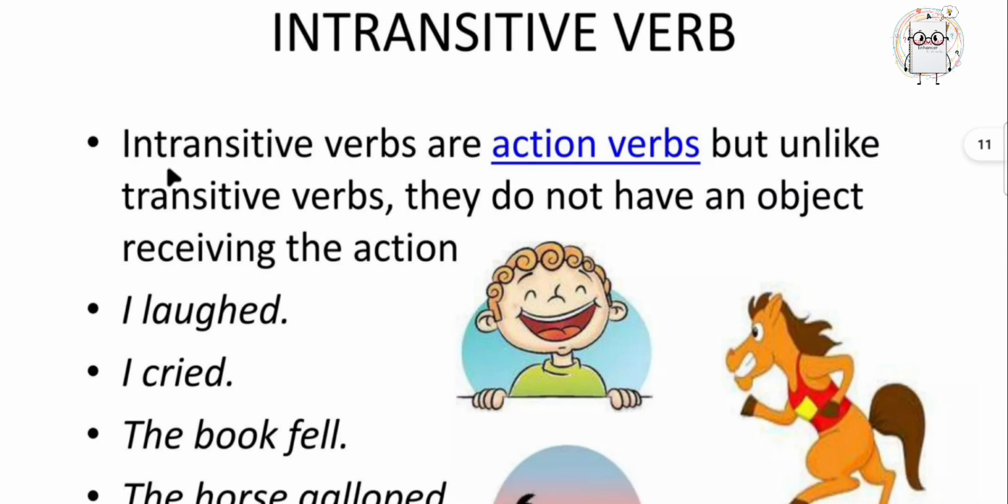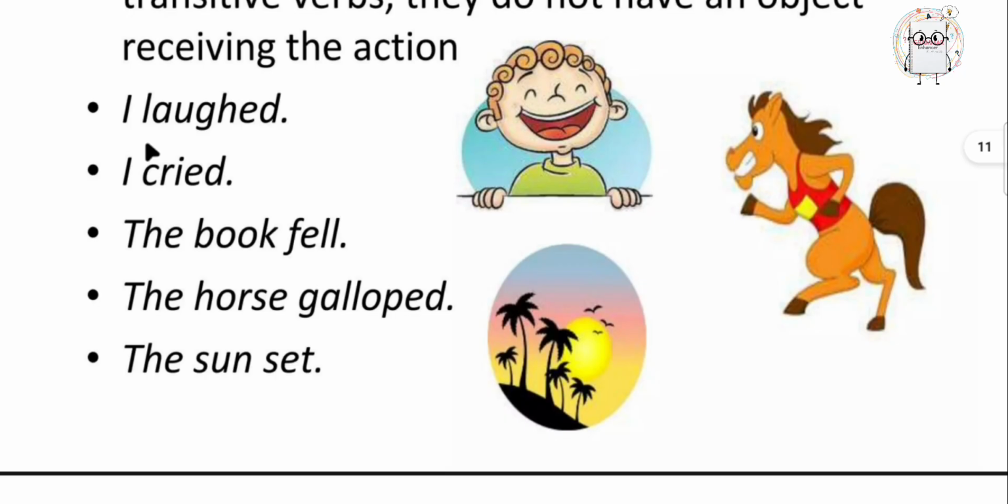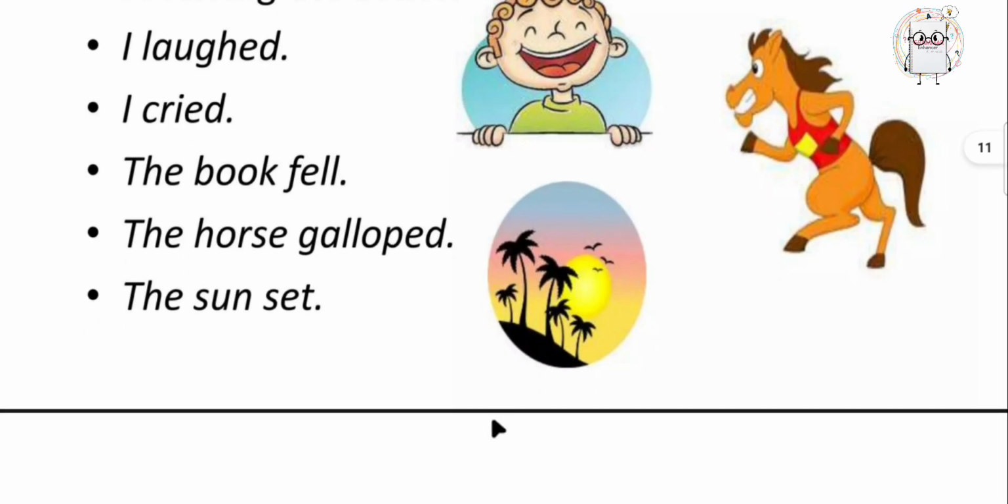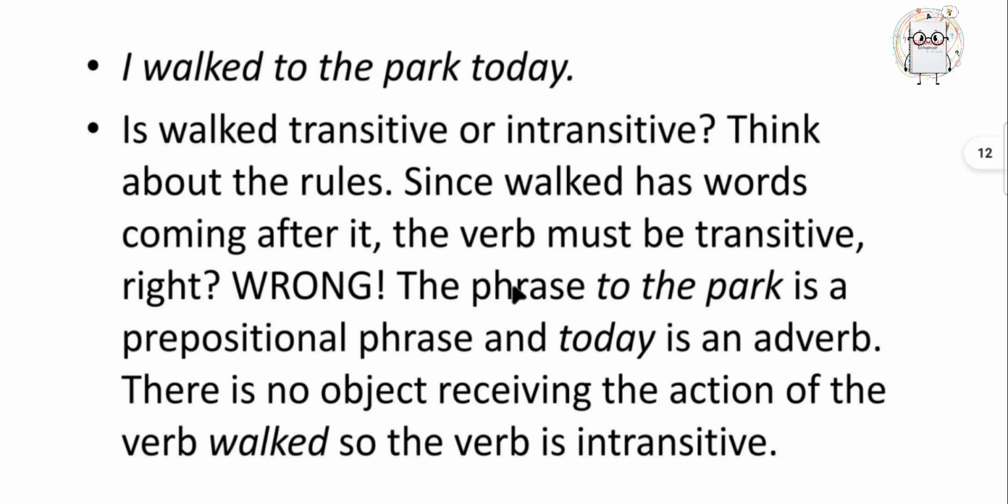Intransitive verb. Intransitive verbs are action verbs, but unlike transitive verbs, they do not have an object receiving the action. So, example, I laughed. Laughed is an intransitive verb. I cried. The book fell. The horse galloped, the sun set. These are the intransitive verbs.